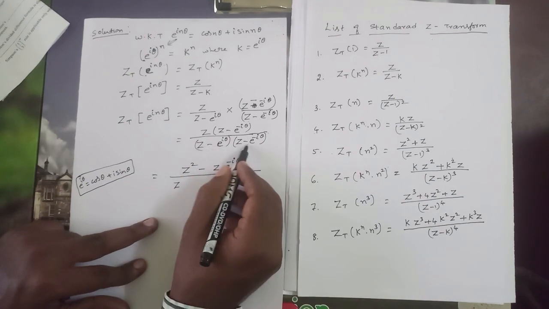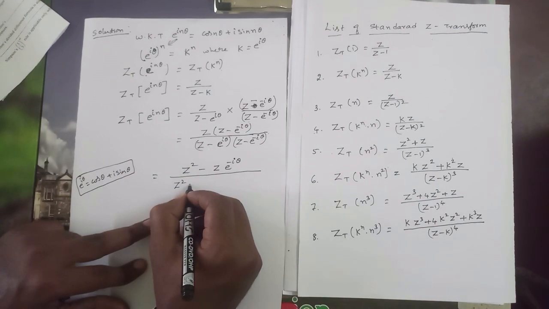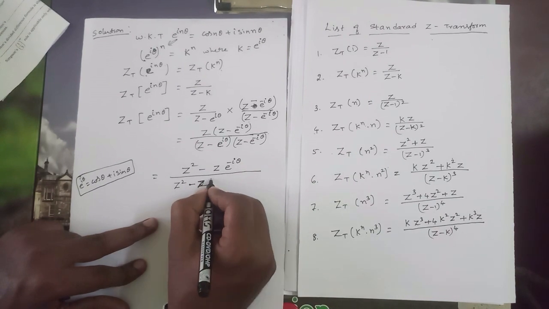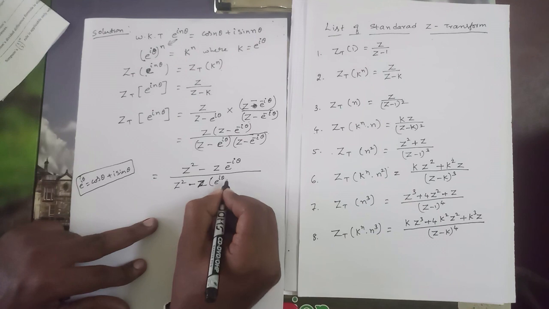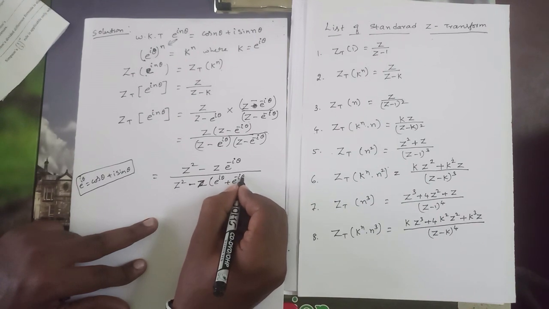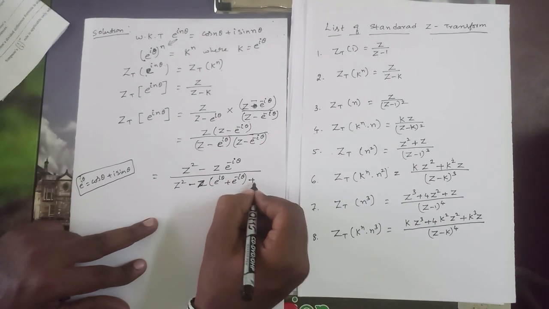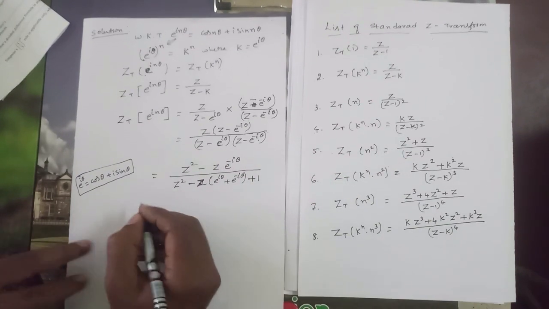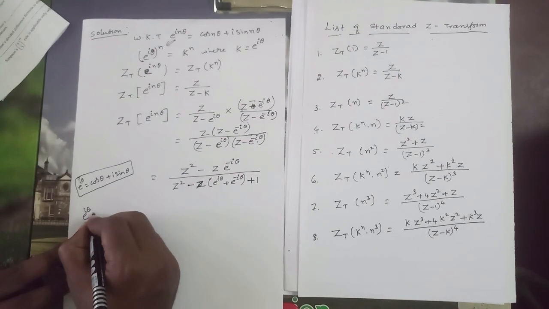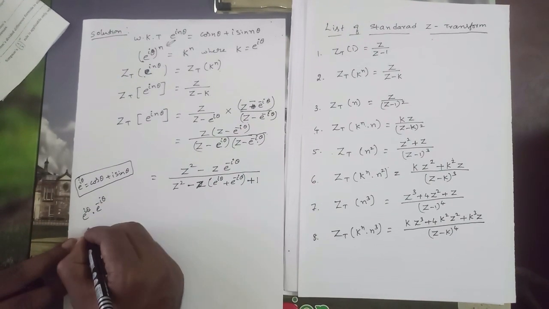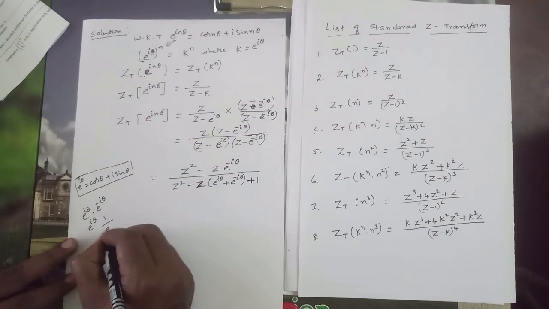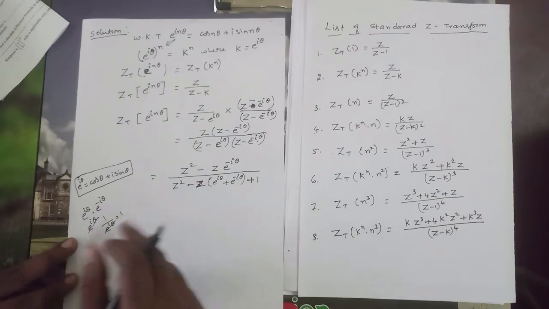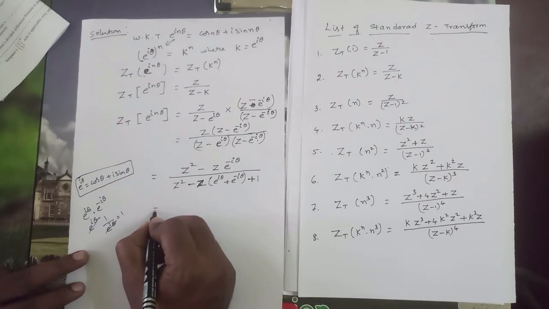Here, if you simplify this one, z square minus z into, what do you get? e to the power of iθ plus e to the power of minus iθ, plus e to the power of iθ into e to the power of minus iθ, you will get 1, because e to the power of iθ into e to the power of minus iθ can be written as 1 over e to the power of iθ. These two will get cancelled, so we will get 1. So I wrote here. What do you get now?